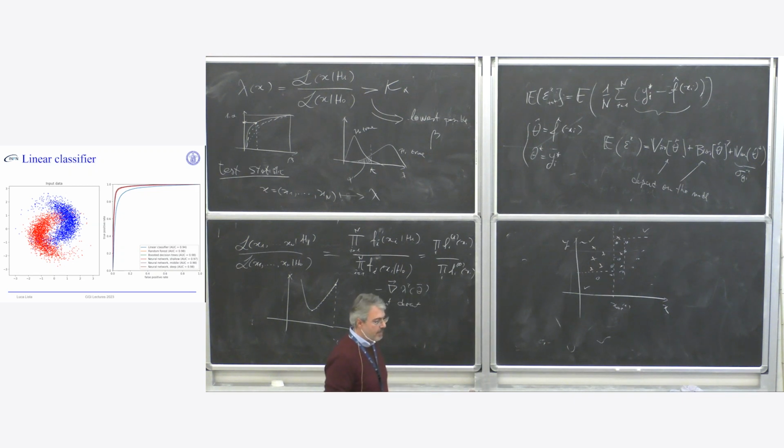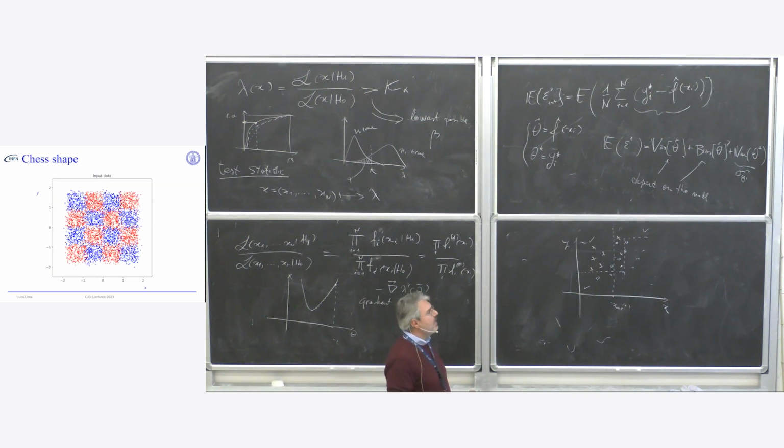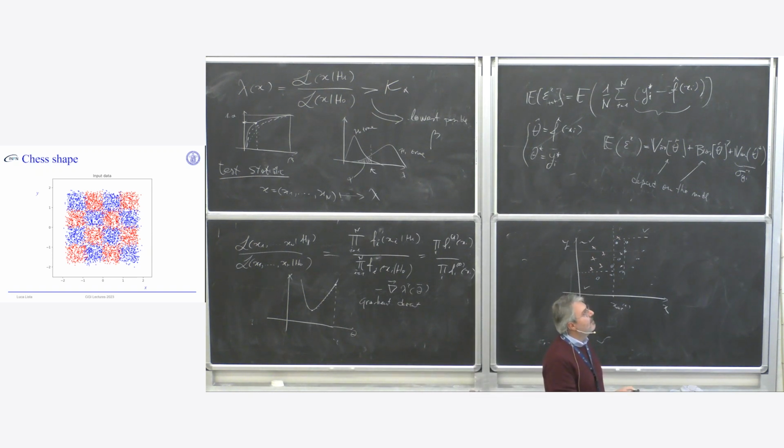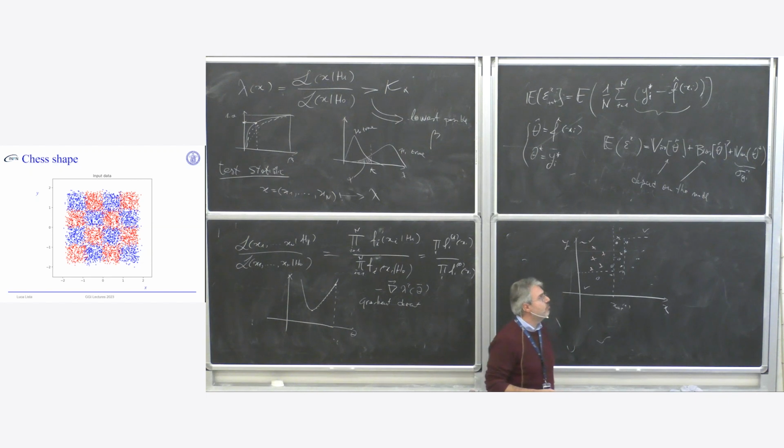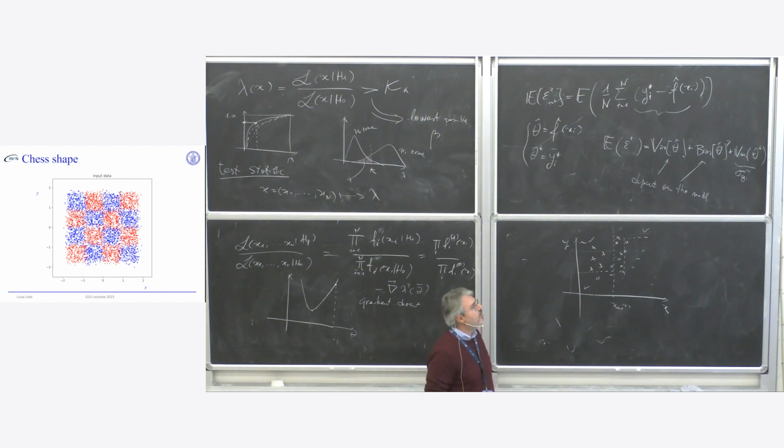Let's take another example, and this is this chess-like shape. I did not exactly randomly extract the data on a chessboard, but there is a bit of overlap here. You see, they are not exactly distinguishable. So if you had the real chessboard, you could just put some cuts, and that's the best you can do. And then let's see how the different algorithms work.